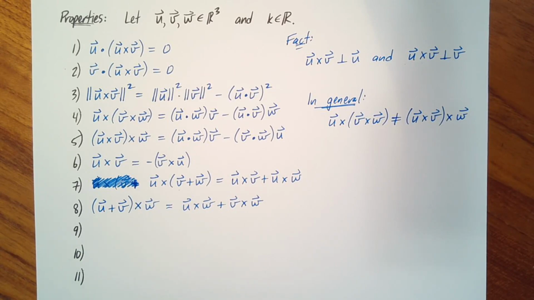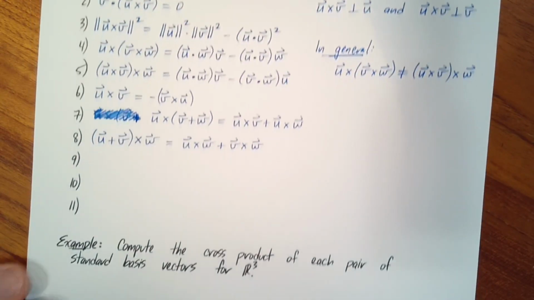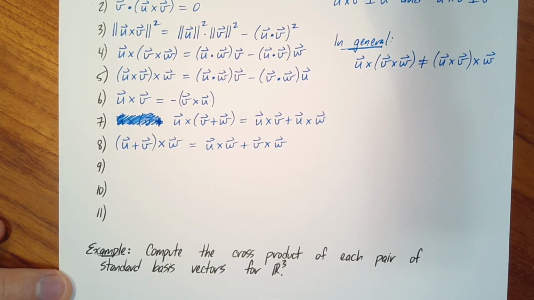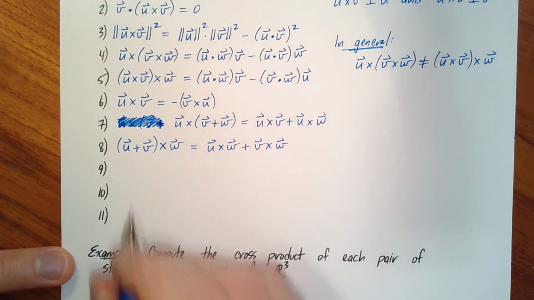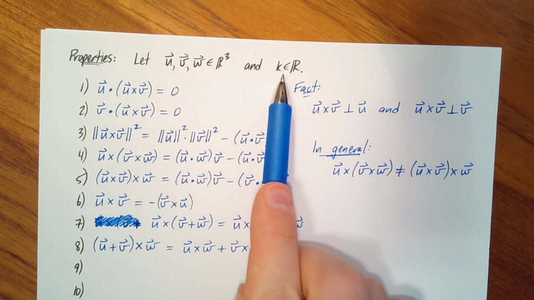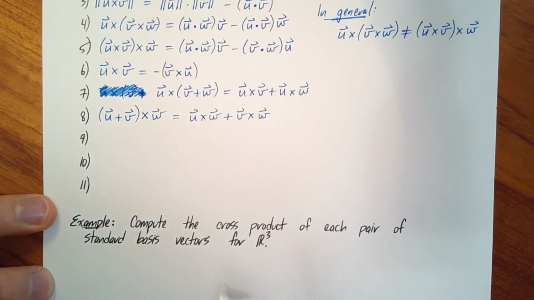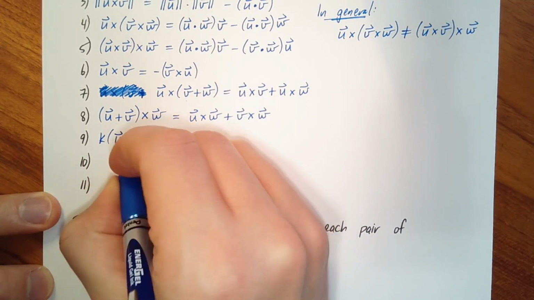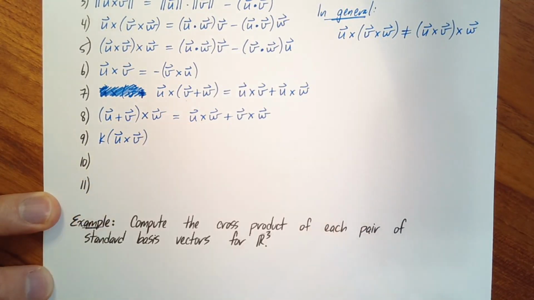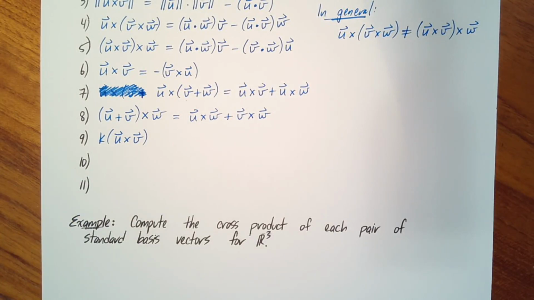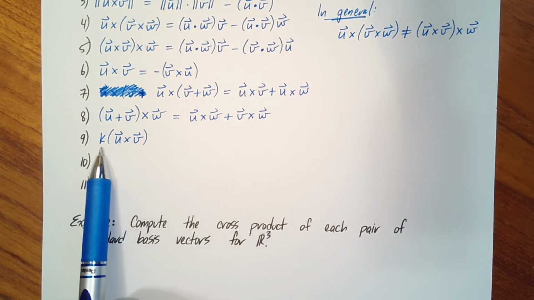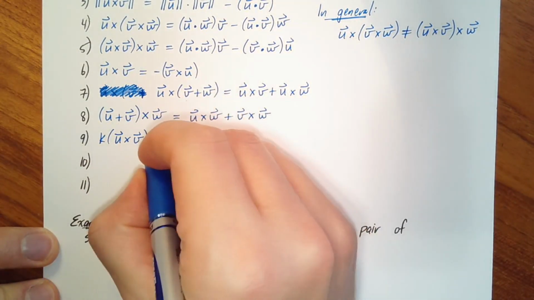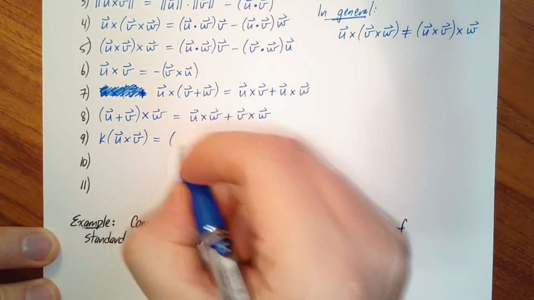All right, property 9 tells us something about what we will get if we multiply a cross product by a scalar. So that's where this scalar k is going to come in now for property 9. So if you take a scalar k and multiply it by the cross product of two vectors u and v, this is actually scalar multiplication onto a vector, because this is a vector. Well, it turns out you can compute this in two other ways as well.